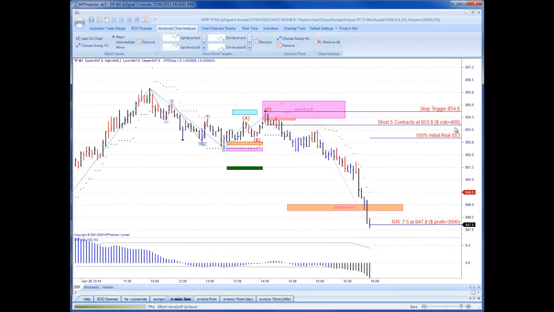In other words, you're risking $400 for a return of approximately $3,000. So a great trade, and yet another great example of my Holy Grail setup, this time on a 3-minute chart of the Russell Index.